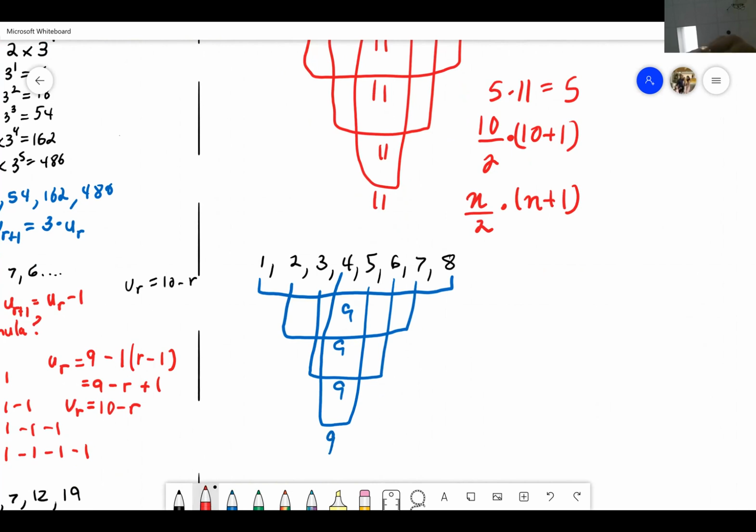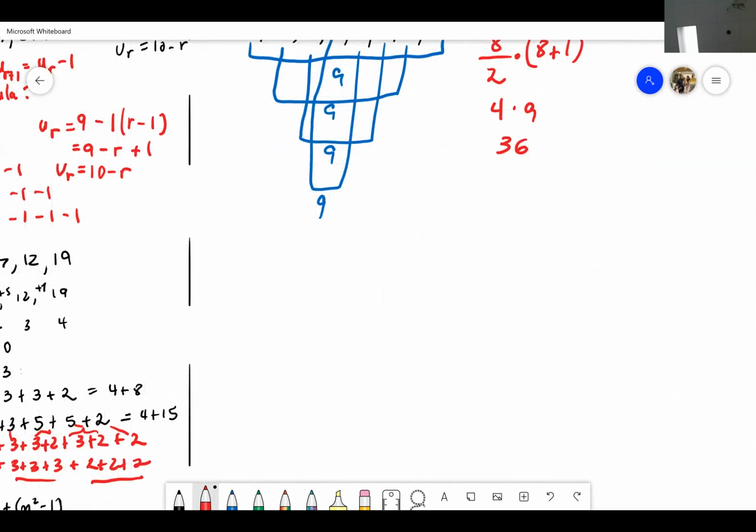So we go back to our formula. How many numbers did we start with? We had 8. 8 divided by 2, right? We're looking at this formula here, times 8 plus 1. 8 divided by 2 is 4. 8 plus 1 is 9. 9 times 4 is 36. Does the formula work? Yes, it does.